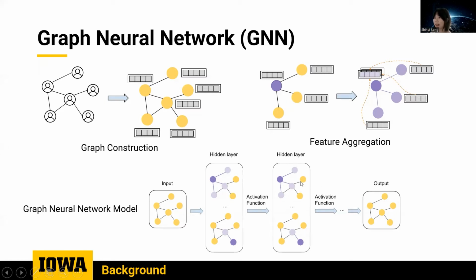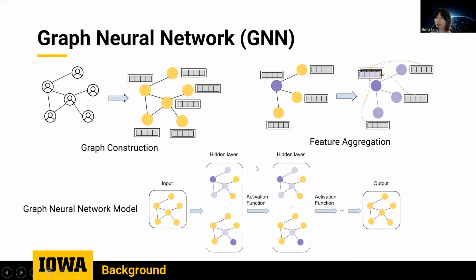In each hidden layer, we do the feature aggregation for each node. After all layers are updated, we can obtain the final representation, or we can say the embeddings, of each node. And these embeddings can be used in downstream tasks.